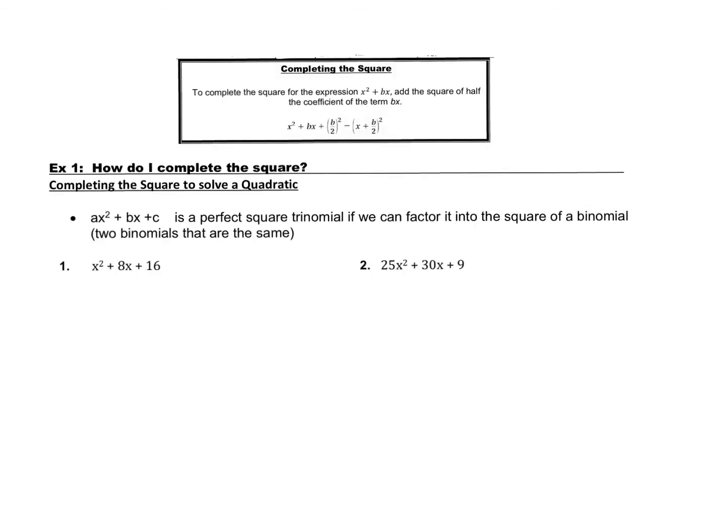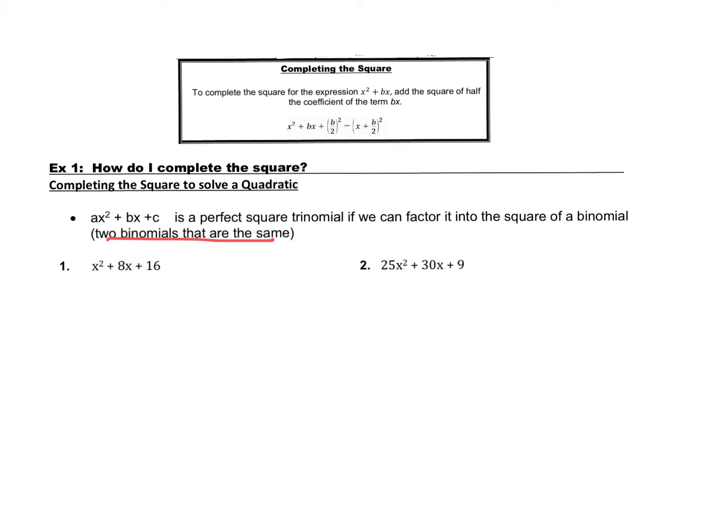In this lesson, we're going to solve quadratic equations by completing the square. So example 1, how do I complete the square? All right, so it says ax squared plus bx plus c is a perfect trinomial if we can factor it into the square of a binomial, meaning that we've got the two binomials that are the same.